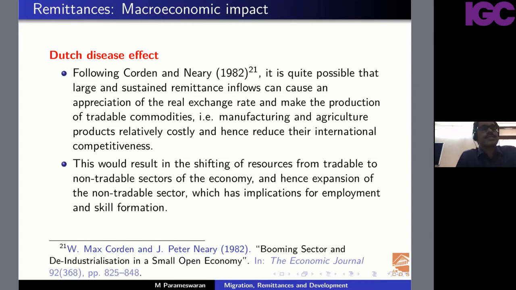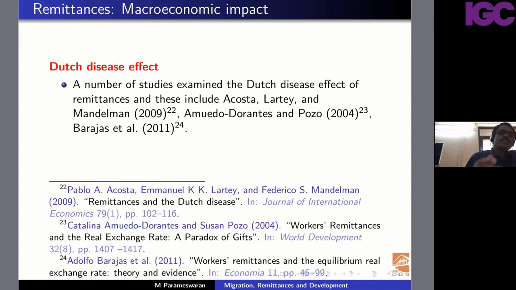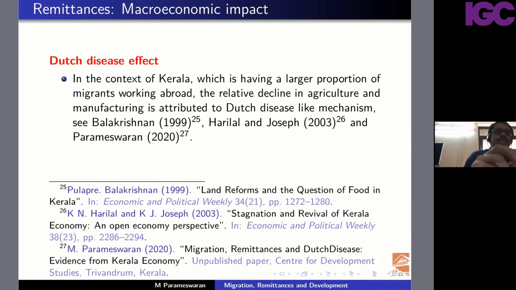And here, the issue is that this will happen when there is a large inflow of resources, booming sectors. Now, there are a number of studies examining these issues, for example, Dutch disease and remittances. And in Kerala's context, there are a number of studies. For example, Balakrishnan in 1999, while examining why agriculture, particularly rice production, in Kerala declined, attributed this to the growing migration from Kerala.